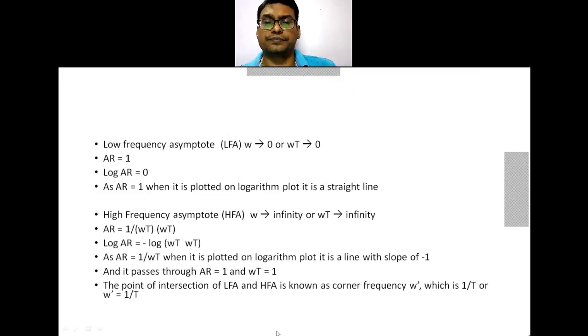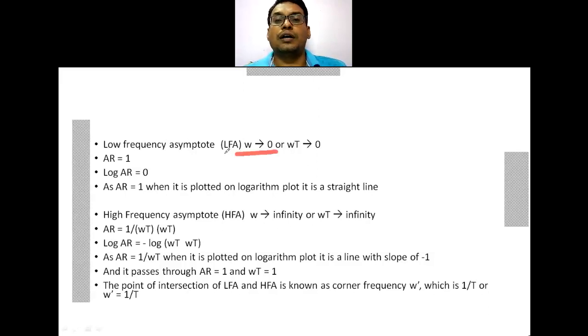Now plotting a Bode plot. For that, we require the low frequency asymptote and the high frequency asymptote. So the low frequency asymptote is obtained by substituting omega tau tends to 0. So omega tau tends to 0, the amplitude ratio comes as 1.